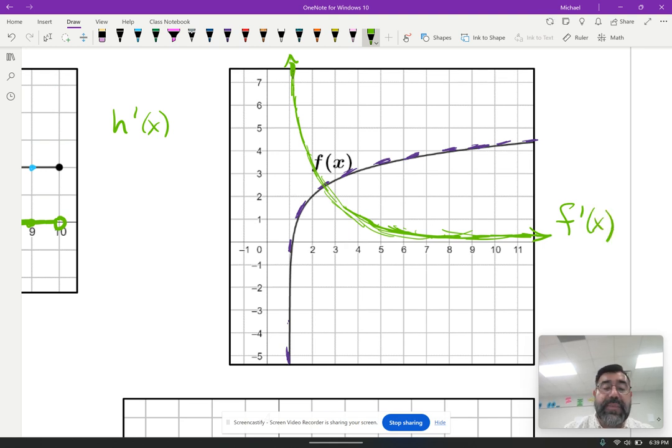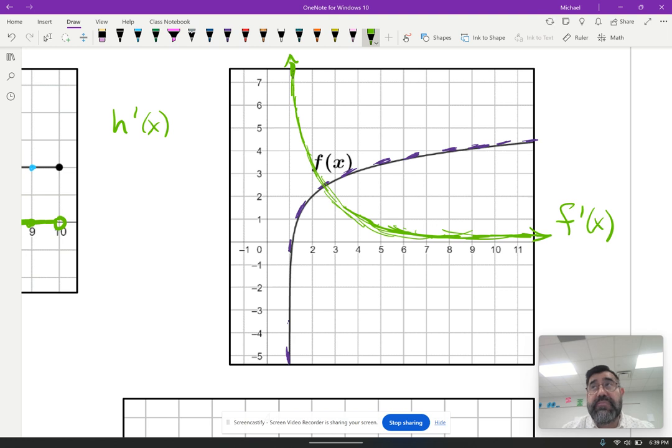Why? Because the behavior of the slopes that I represent in purple here of the original graph are the y values on this green graph. So if my slope is really positive, then my green graph is really positive, the y coordinate, right? If the slope is less positive, my green graph is less positive. And if my slopes are approaching zero, well, then my green graph is approaching zero. The y values on the green graph represent the slopes on this original curve.